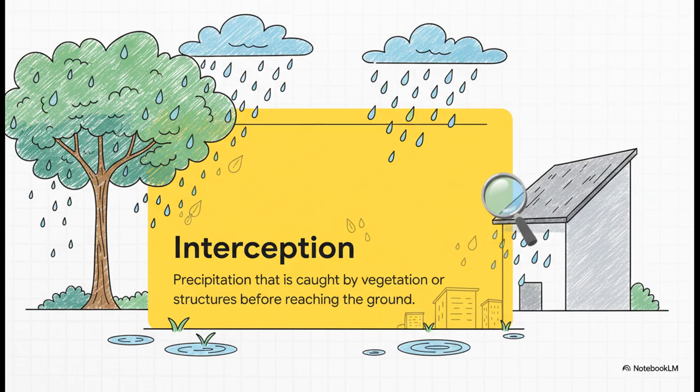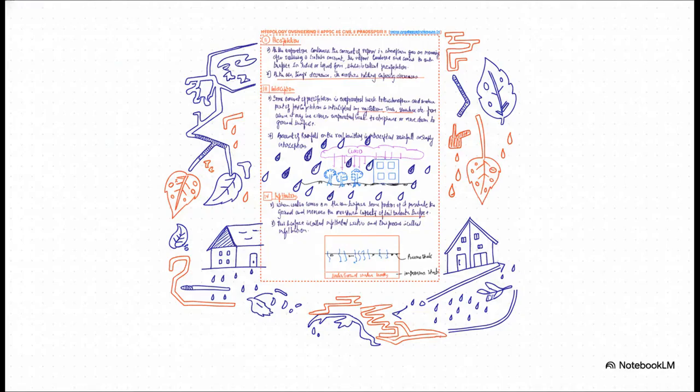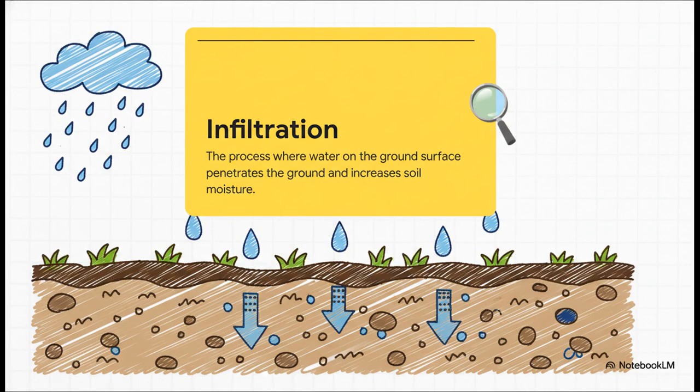This process is called interception, and that water might just evaporate right back into the atmosphere or slowly drip its way down to the ground. As you can see right here, the canopy of the trees and the rooftops act almost like a shield, intercepting the rain and stopping it from immediately becoming runoff on the ground. So, what about the water that does make it to the ground?